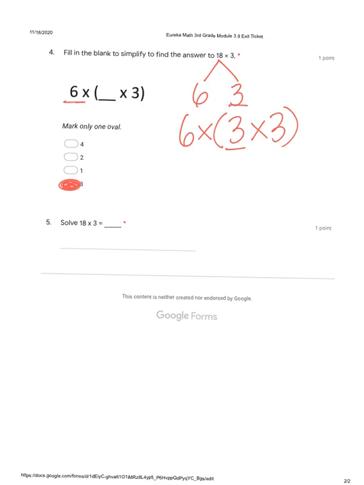Okay, so we always do the parentheses first. 3 times 3 is 9. And what is 6 times 9? 6 times 9 is 54.